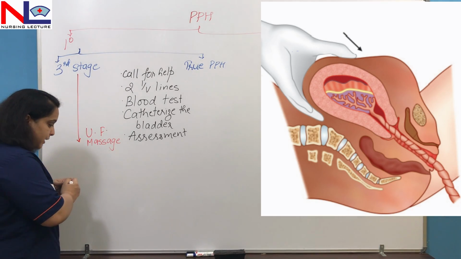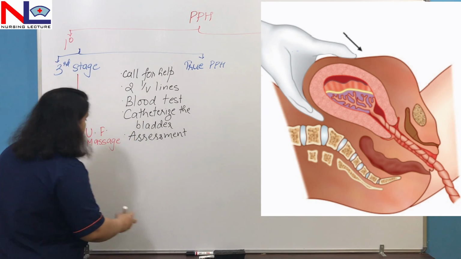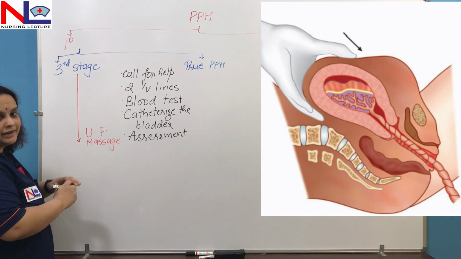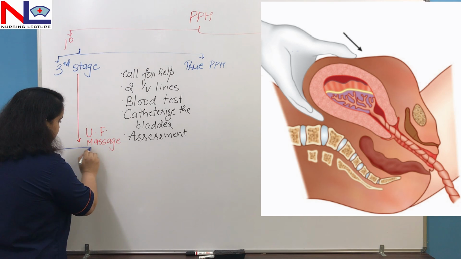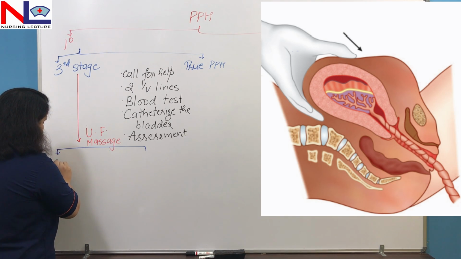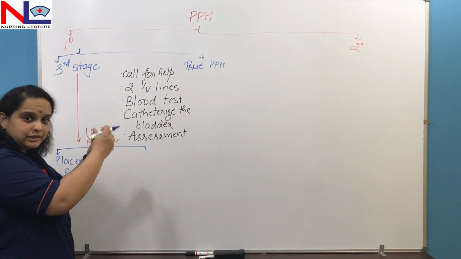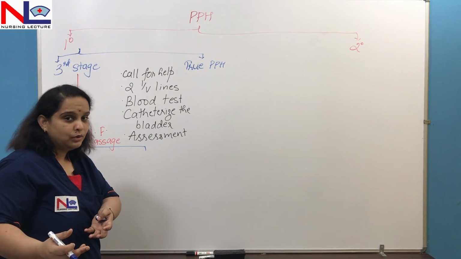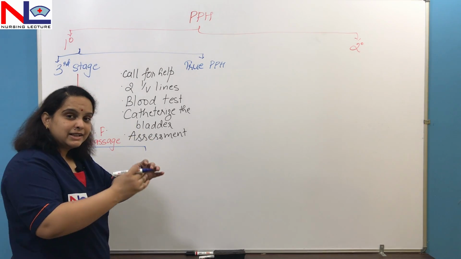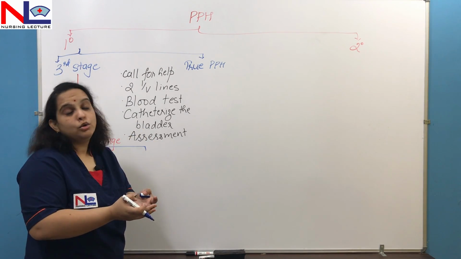So let's see, suppose after giving this whole intervention and this uterine massage, the placenta gets separated. Suppose the placenta separated. So if the placenta gets separated, what happens? Does it come out directly? No. Once it gets separated, it lies down in the lower segment.